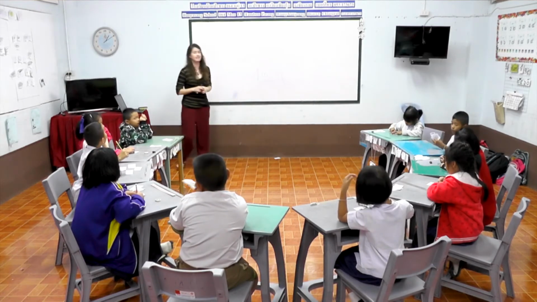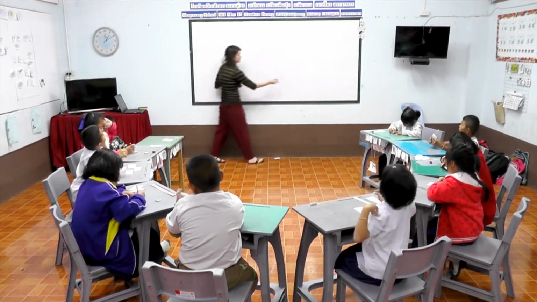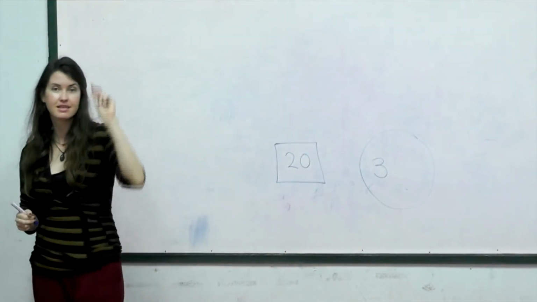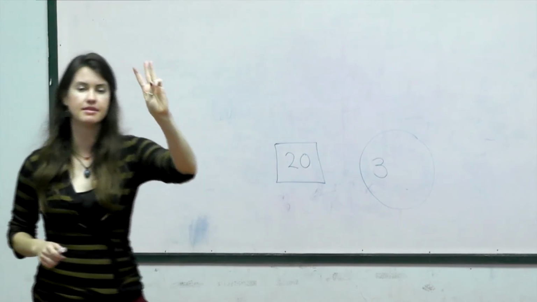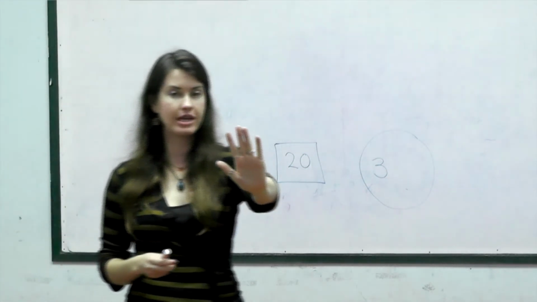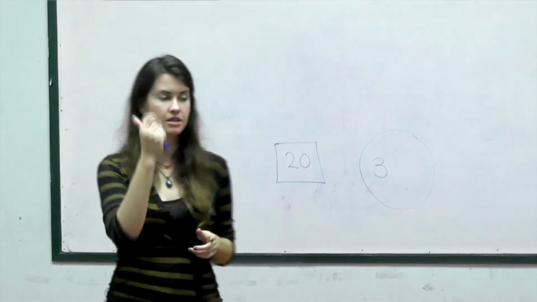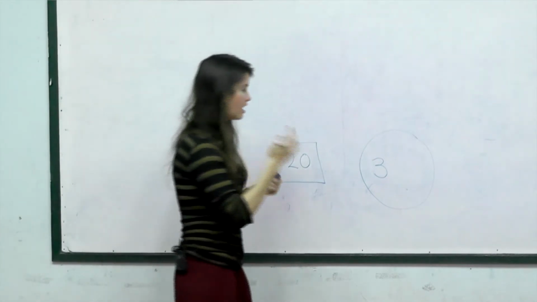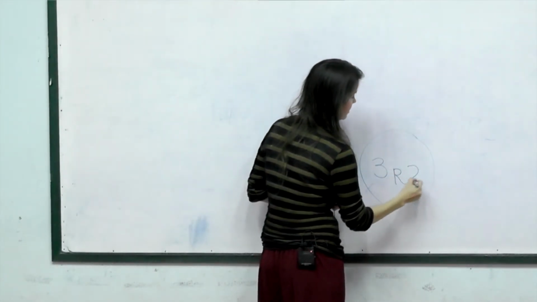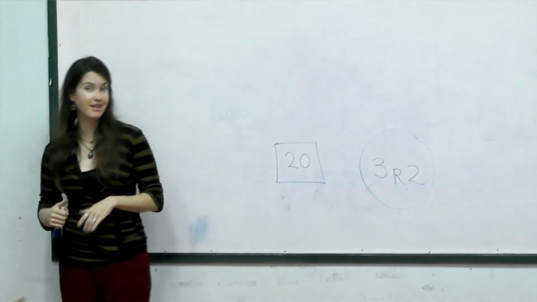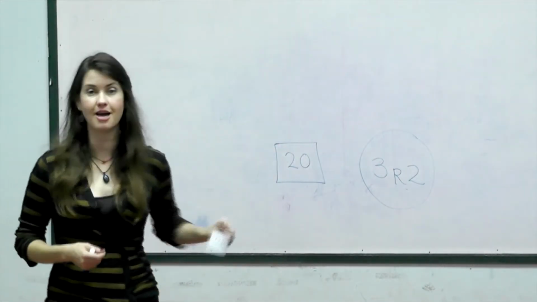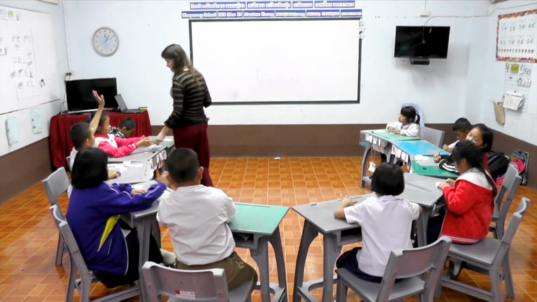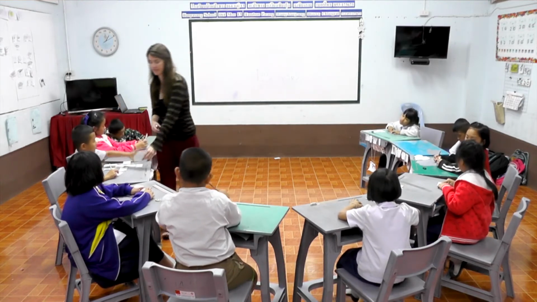Okay, let's do it together, friends. What's our number here? 3, because we have 6, 12, 18. So we're gonna stop, and we count by 1s. 19, 20. So what's our R? R2. R2. We count by 6s. We stop at 18. And we go by 1s all the way to 20.